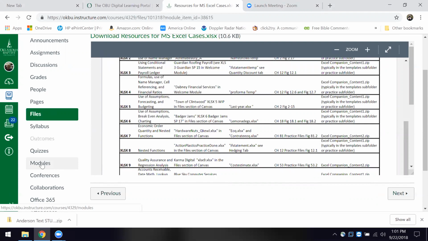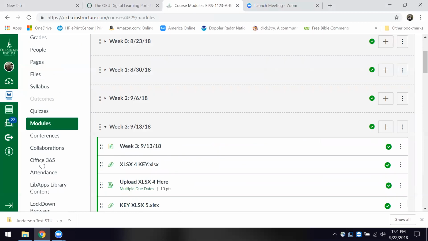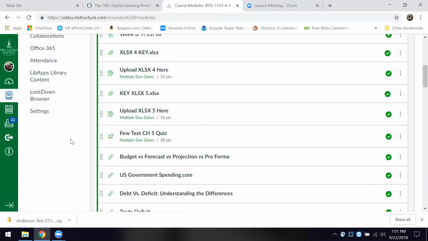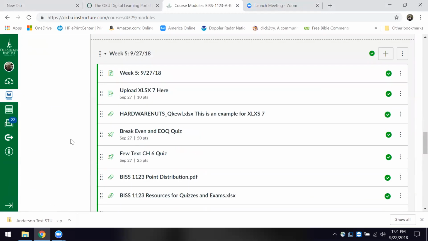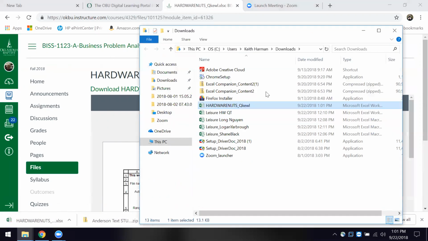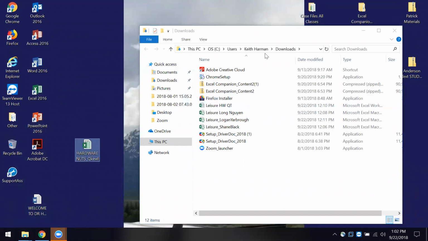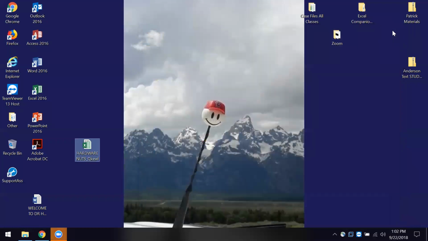So I'm going to go back here, okay, and we're going to find the files. Well, let's start with hardware nuts. Cool, okay. And we're down here. Here we go. This is an example for XLS 7, and I'm going to download it. I think I might have talked about it before, but I just want to make sure that I reinforce this, because this is also going to have some stuff that's on the exam. I'll show this in my folder, and I'm going to throw this down to my desktop. Okay. And close that off.